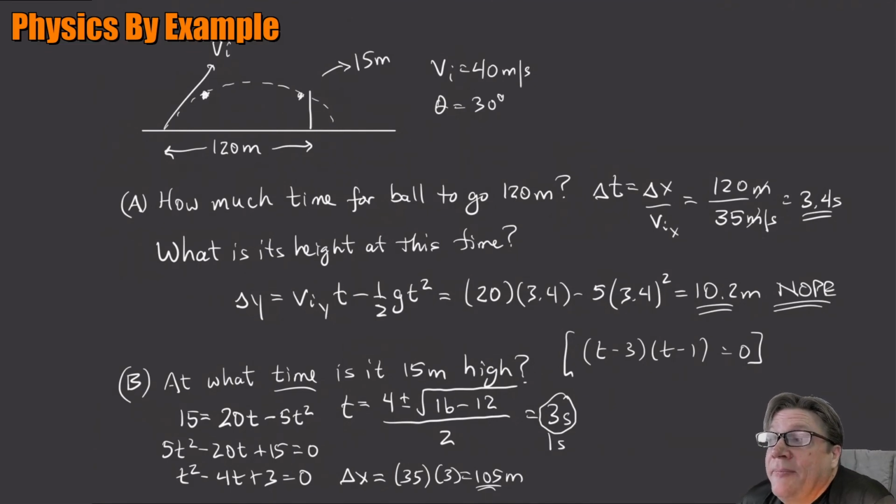Okay, I wanted to show you this because this second thing, figuring out at what time is it 15 meters high and solving the quadratic equation, that is where we're headed next time. That is how we're going to address the more general case of launching something off of a different height than where it lands. So that's sort of the spoiler alert for next time.